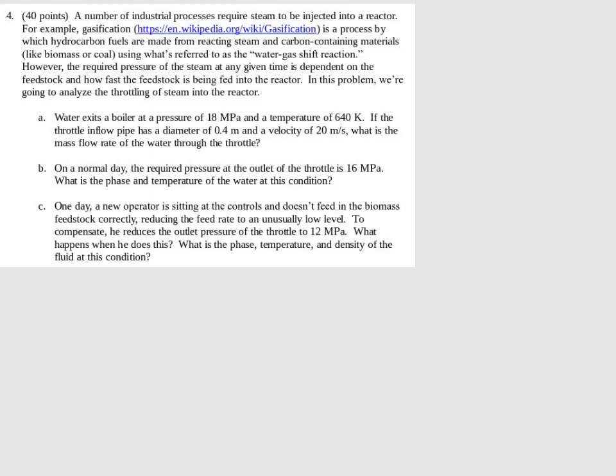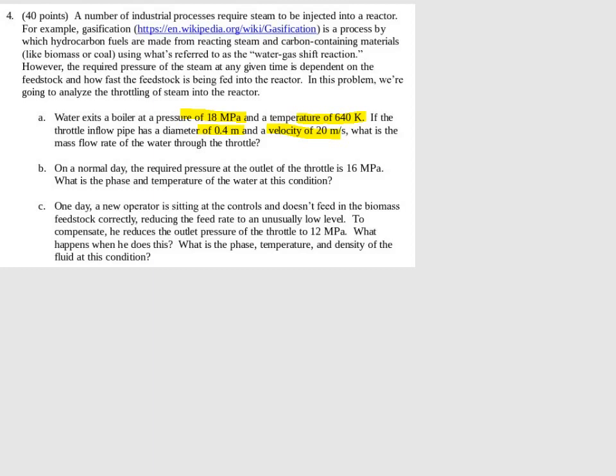So part A, water exits a boiler at a pressure of 18 megapascal. So let's start highlighting important information. And the temperature is 640. If the throttle inflow pipe has a diameter of 0.4 meter and a velocity of 20 meters per second, what is the mass flow rate of the water through the throttle?